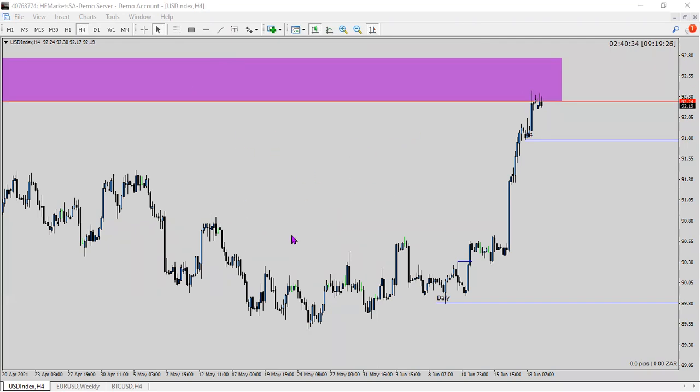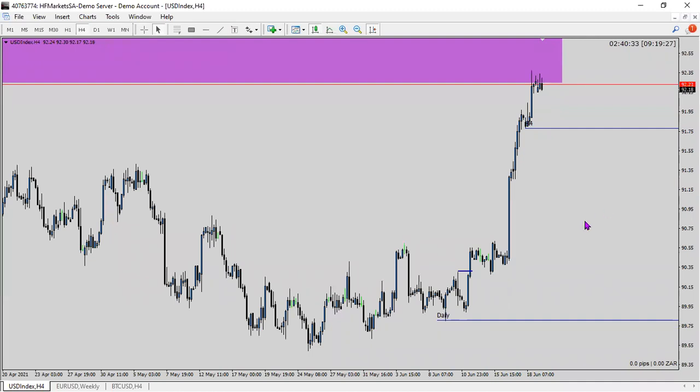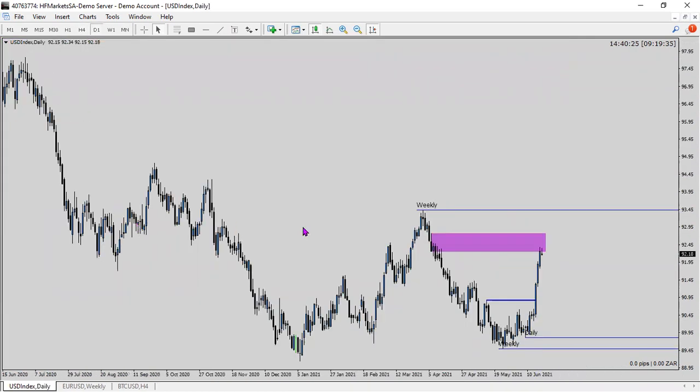So overall, looking at the dollar index, I am expecting to see maybe an early pullback in the early part of this week, and maybe we might continue with that bullish push come the later part of the week.